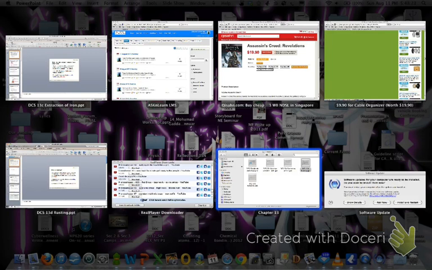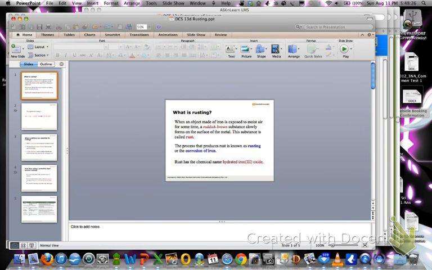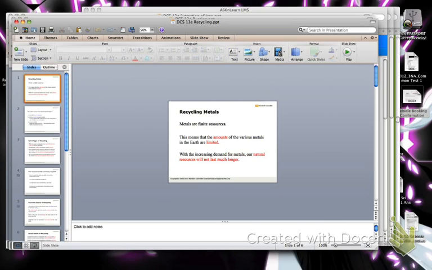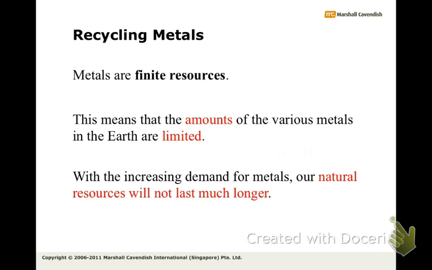Last one, we talk about recycling. I think recycling is only about very few slides. Actually no, it's 6. Recycling, as I was saying, is actually common sense. Now, metals are finite resources. They can run out very fast. So basically the amounts of various metals in the earth are limited.